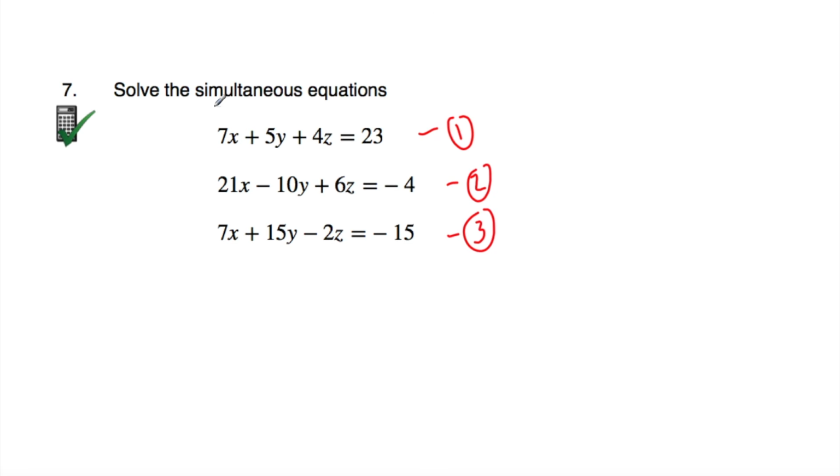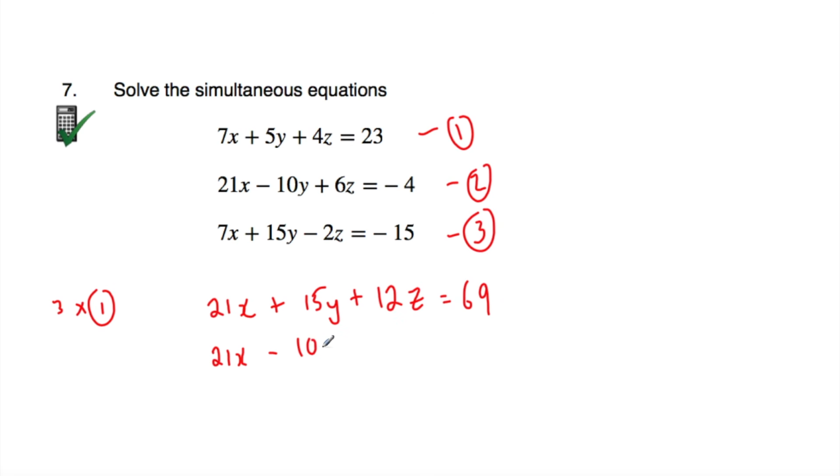I'm going to do this question by cancelling out the x's just because I think that'd be a bit easier: multiply equation 1 by 3 and equation 3 by 3 and then just cancel them out using the 21x. Okay, so let's do 3 times equation 1 and see what we get. So 3 times equation 1 would be 21x plus 15y plus 12z, and that equals 69. Okay, and then I'm going to write equation 2 beneath it, so 21x subtract 10y plus 6z, and that's equal to negative 4. And we want to cancel out the x's, so let's subtract these two equations from each other and see what we get. So let's write subtract there.